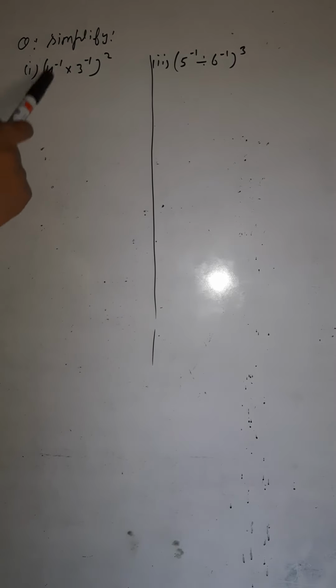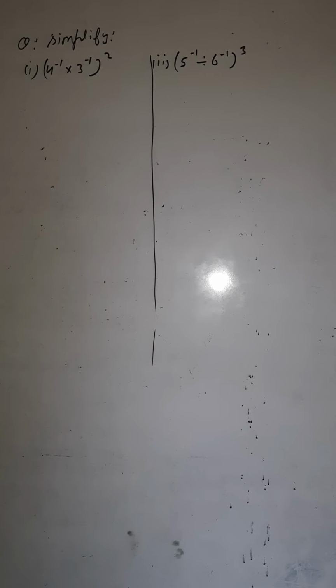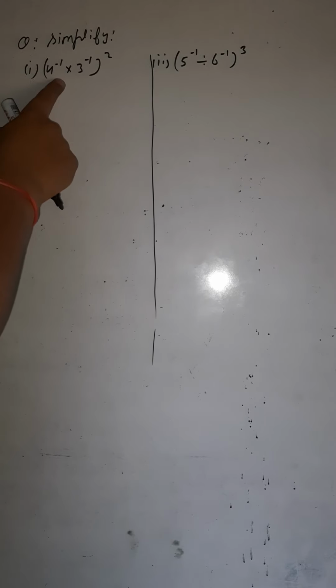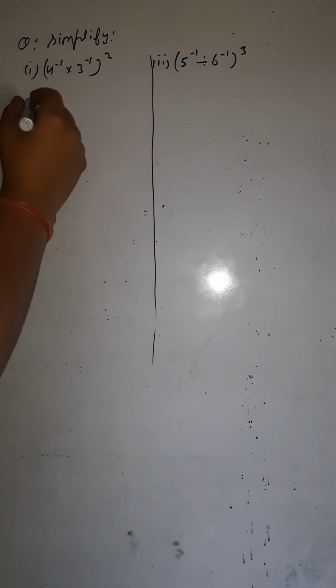The first one is (4 raised to the power minus 1 multiplied by 3 raised to the power minus 1) whole raised to the power 2, that you have to solve. So how would you solve this? First, you would simplify the inside one. The powers are negative, so you would make them positive first. So how do you make it positive?